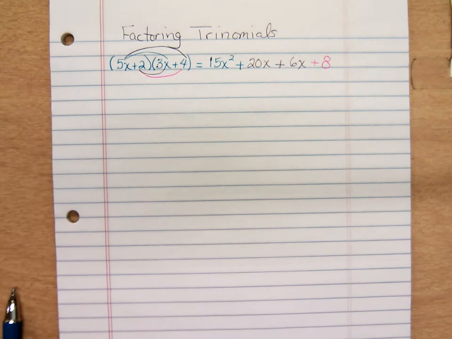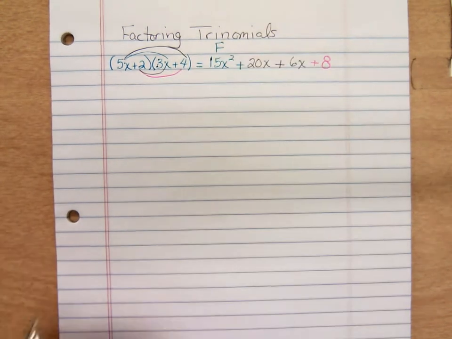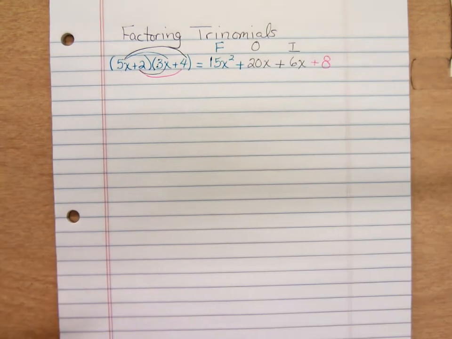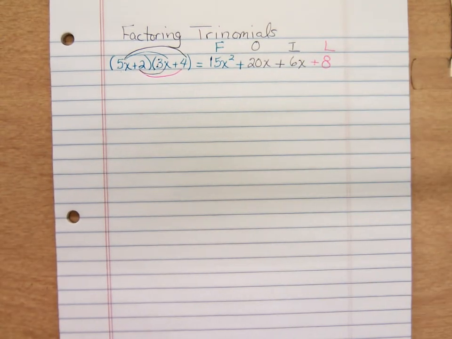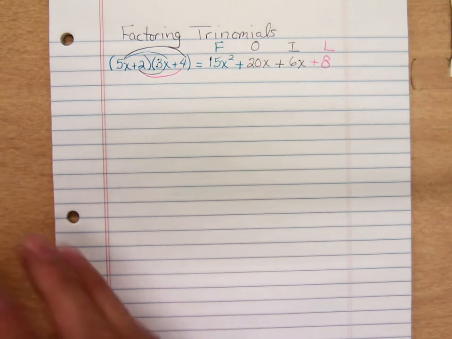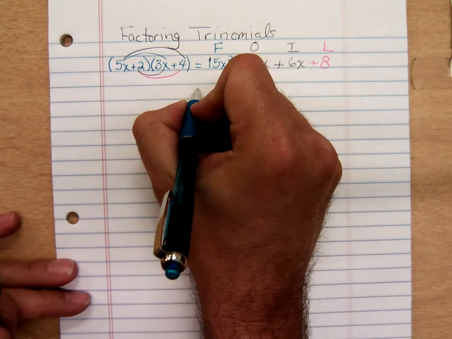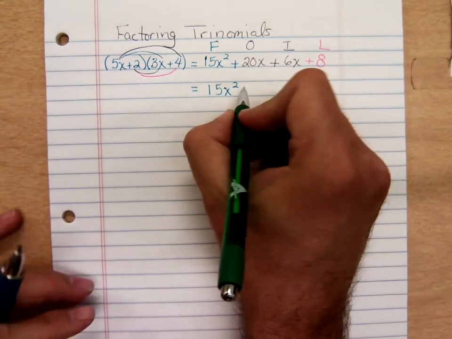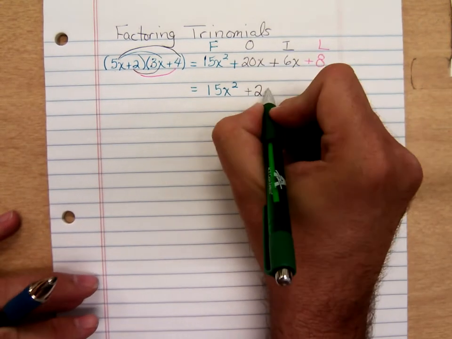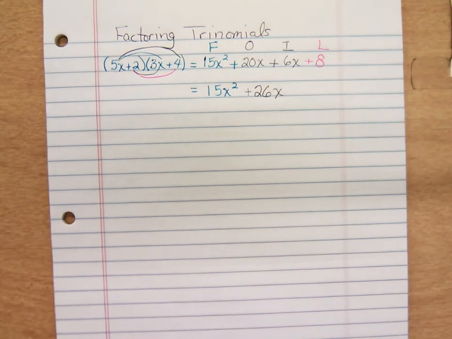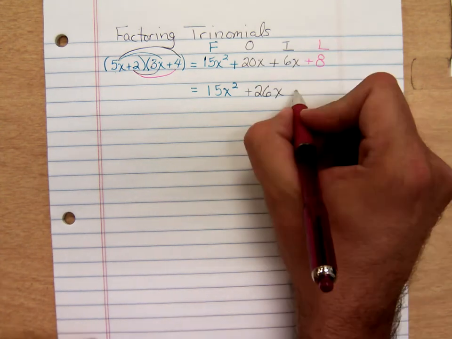So that was first, outer, inner, and last. Now we're not really finished here because we can combine this outer and inner term, right? So our final answer would be 15x squared. And then is that going to be a 26x? 20x plus 6x? Is that 20 apples plus 6 apples? 26 apples, plus 8.